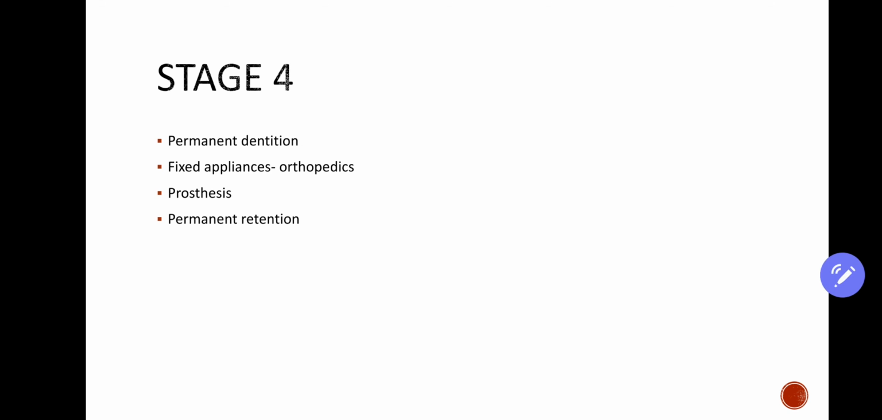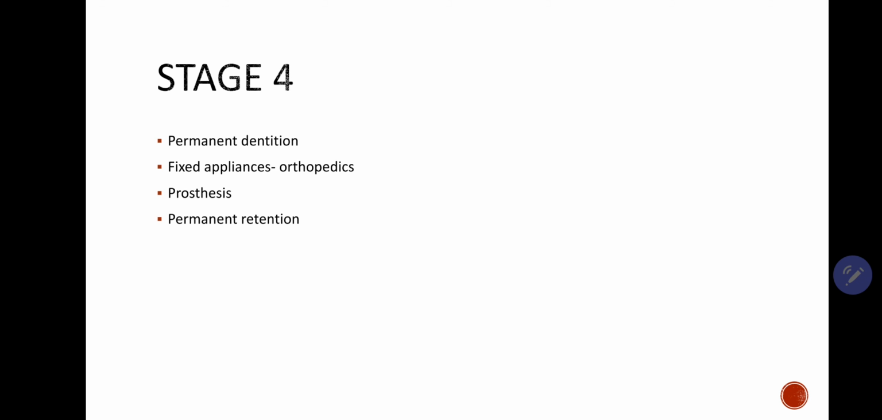Coming to the next management, that is nothing but the stage 4. This is mostly done at the ages of 12 to 18 years. So this is mostly done at the permanent dentition stage. The fixed orthodontic appliances along with orthopedics are done, along with maxillary functional appliances as well as mandibular functional appliances. Fixed appliances are used in order to get the teeth into correction, teeth into occlusion. Cross bites which are present are also corrected.